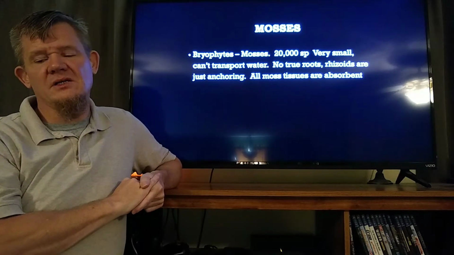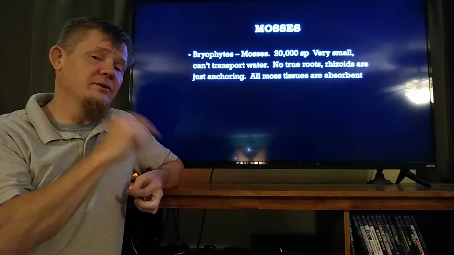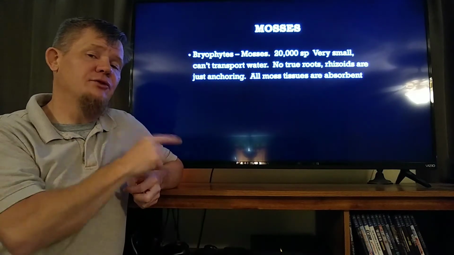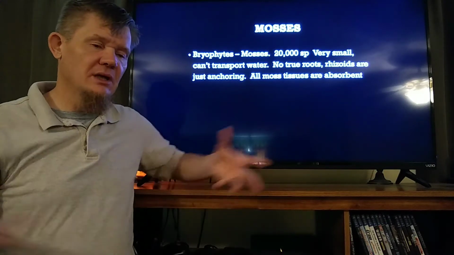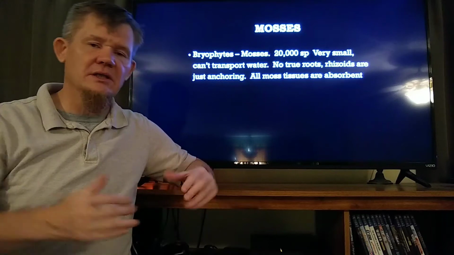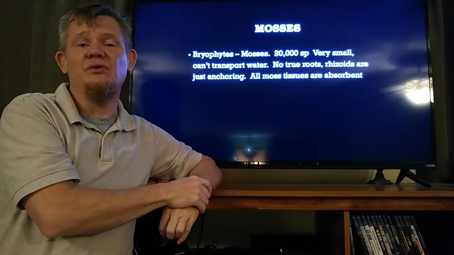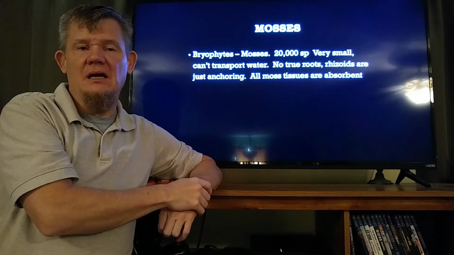Bryophytes, mosses are very small, and they can't transport water. That's why they're very small. They don't have true roots. A true root absorbs water from the dirt and then transports it throughout the rest of the plant. And mosses don't have true roots. They have what are called rhizoids.